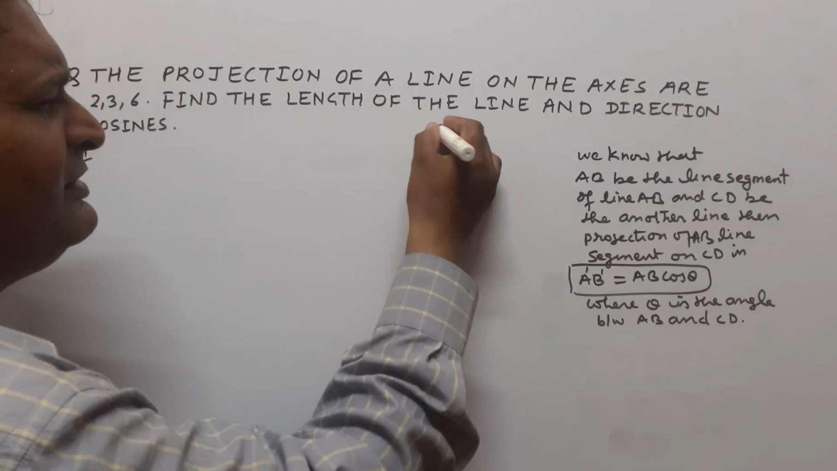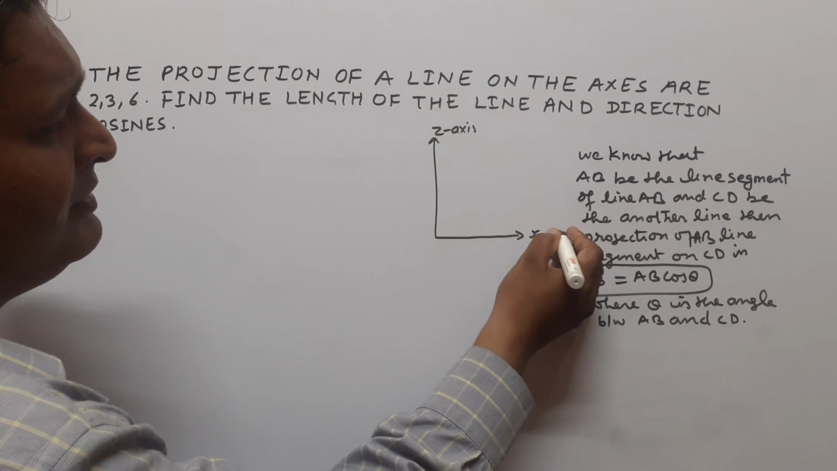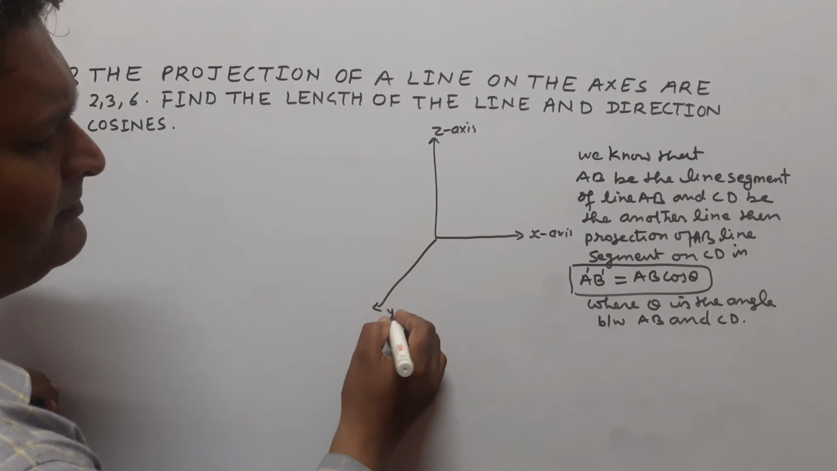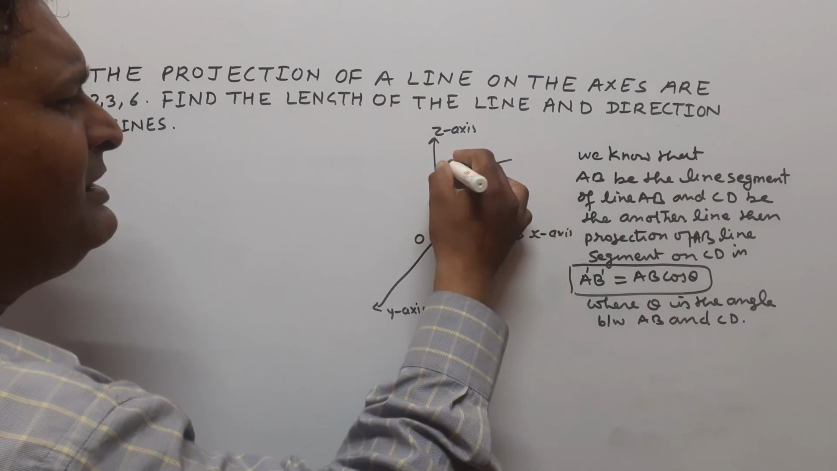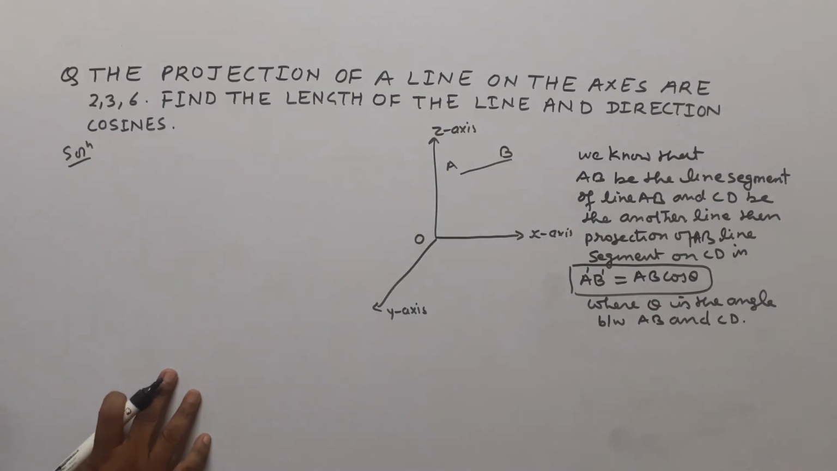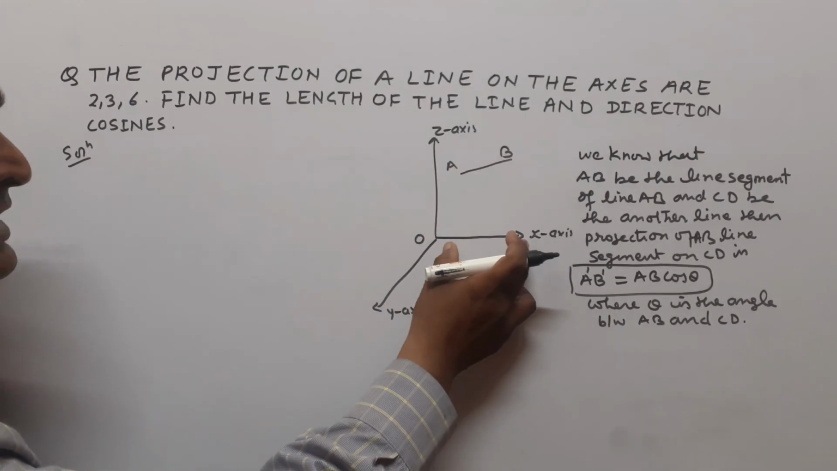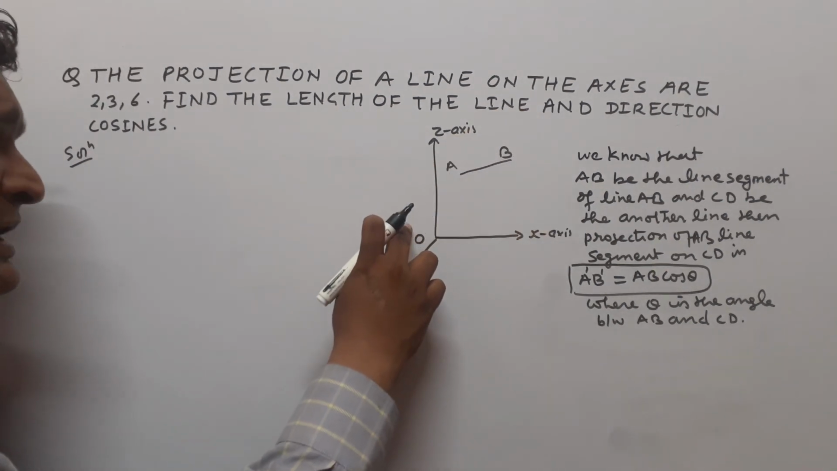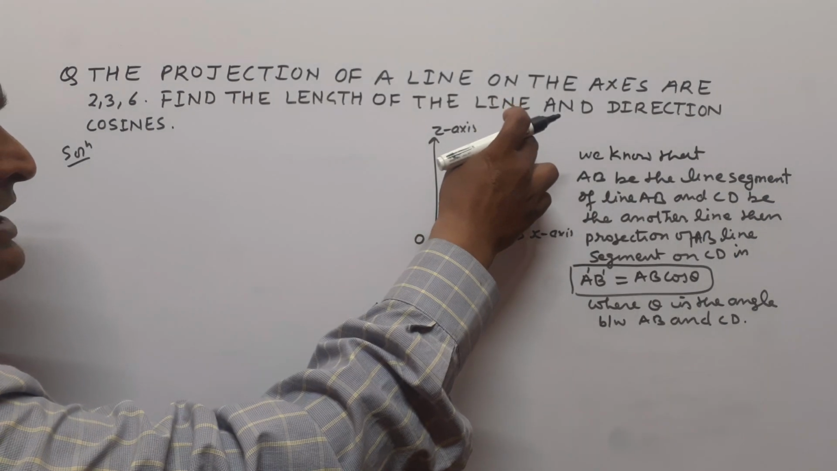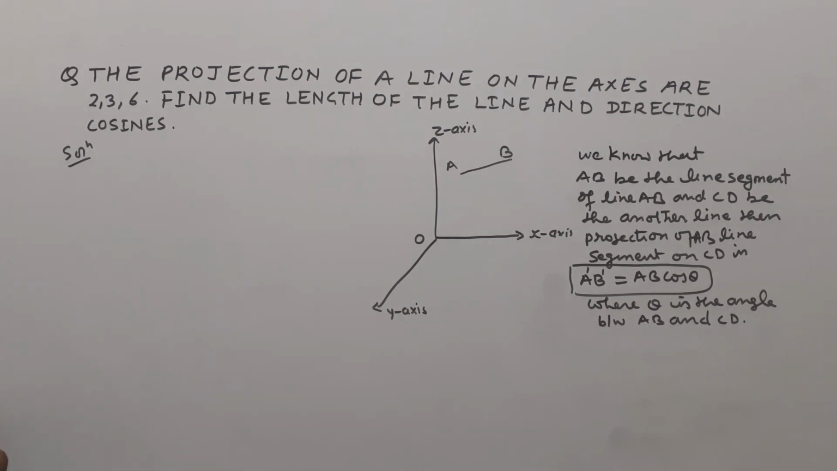Suppose that this is the z axis, this is the x axis and this is the y axis. Here O is the origin, AB is any line, and we know that this line AB makes angle alpha with the positive direction of the x axis. This line AB makes angle beta with the positive direction of the y axis.